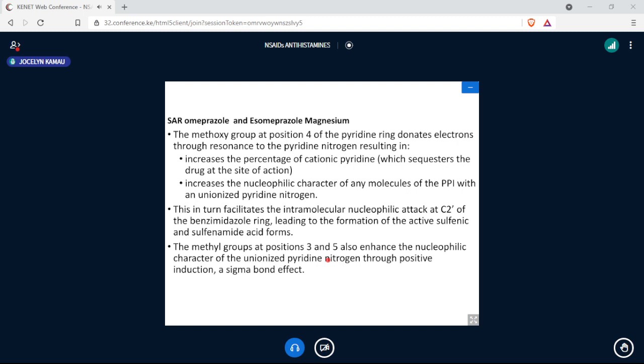They have negative inductive effect because oxygen has a higher electronegativity than carbon. So they will have negative inductive effect, but because oxygen has 2 lone pairs of electrons, it will push those electrons through resonance into the pyridine ring, and therefore increase its nucleophilicity. And once it increases its nucleophilicity, it will increase its ability to attack. It will also increase its ability to be protonated.